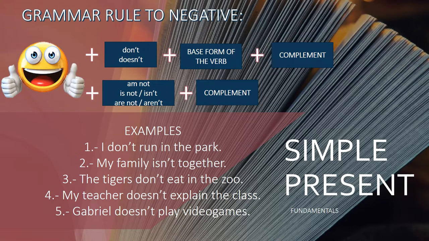Okay, now you have the grammar rule to negative. En el negativo del simple present, debes de añadir primero the subject, el sujeto, plus don't o doesn't, cuando es de he, she, and it, plus the base form of the verb, plus the complement. Y la segunda es para la negativo cuando estás usando el verbo to be. I am not, he, she, it is not, or isn't, and are not, or aren't, plus the complement. And we have here several examples like I don't run in the park, que es para el primero, for the first example, the first rule.